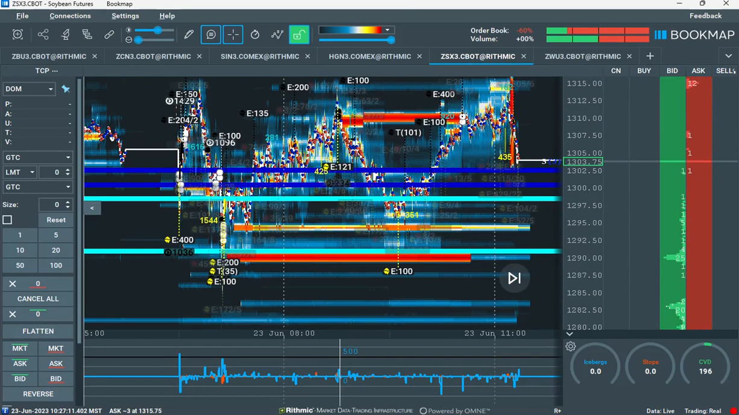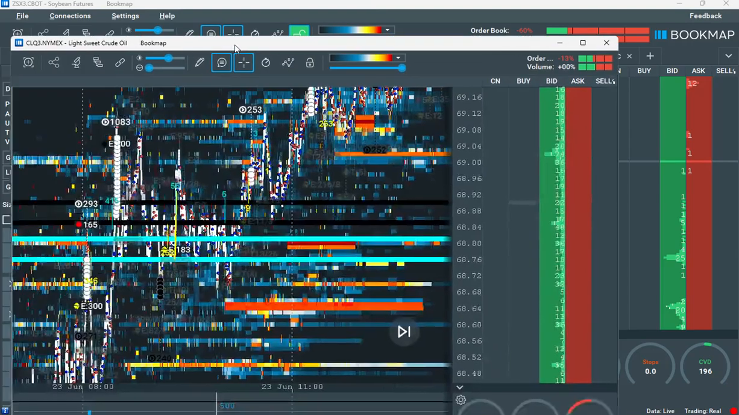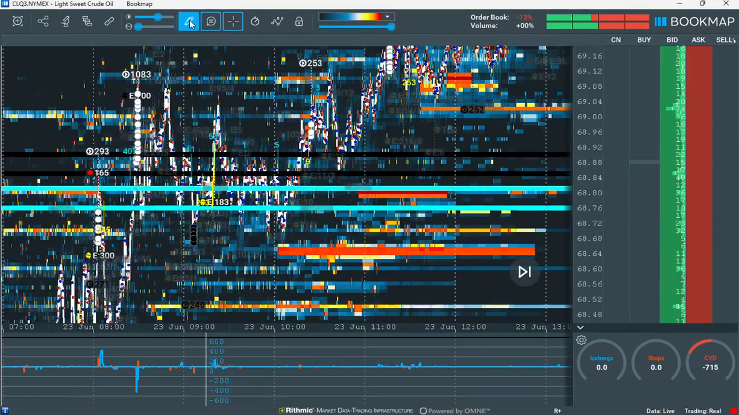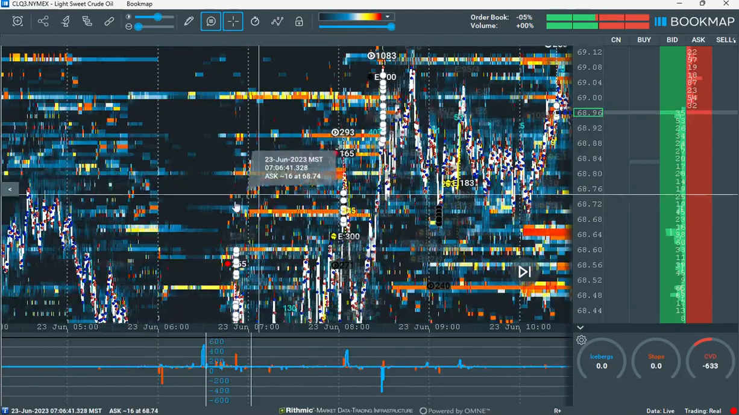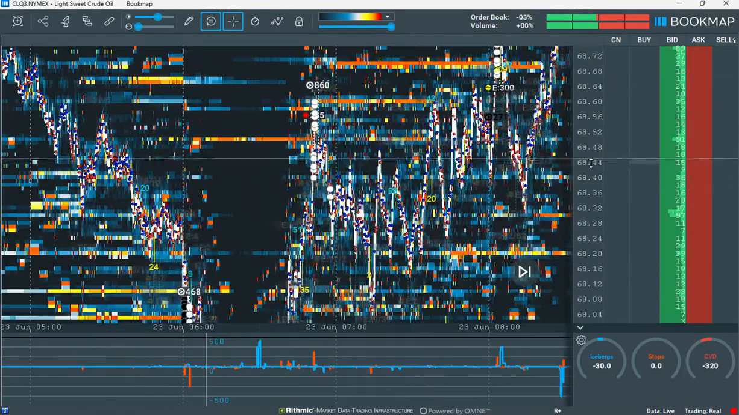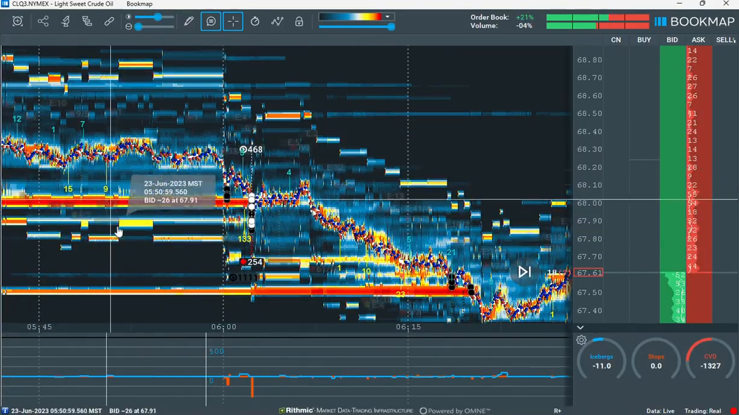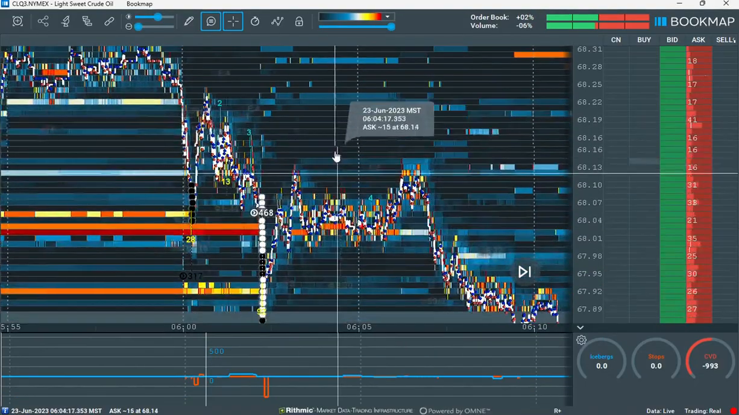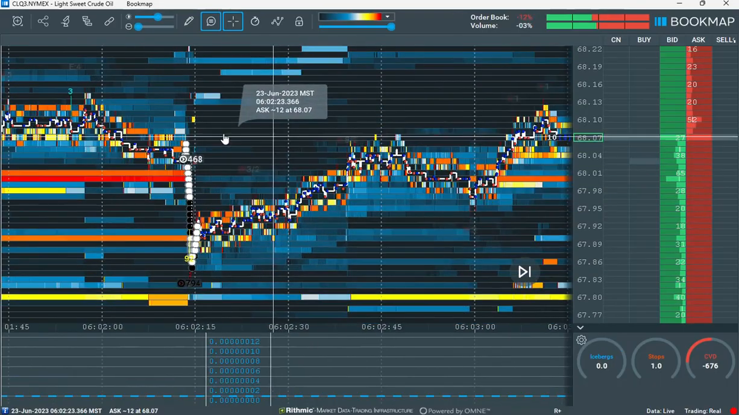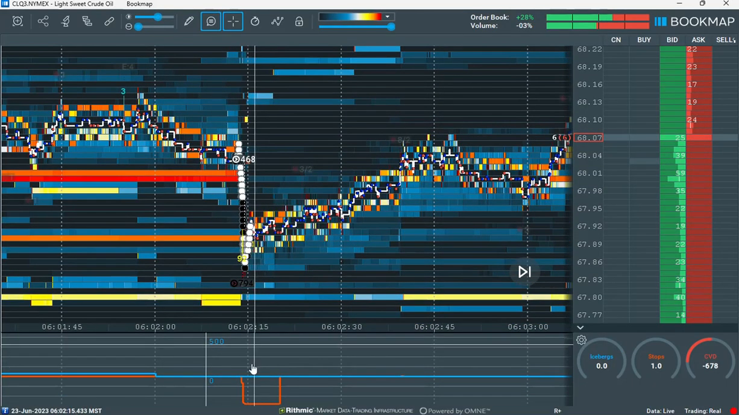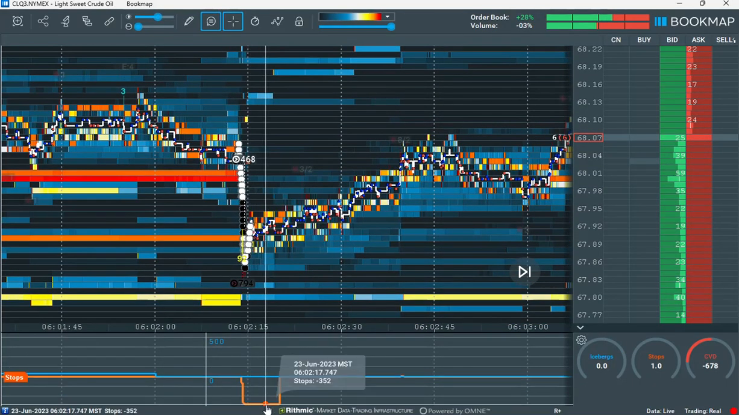Now we'll get into stop runs. There's some crude here. Actually, this is another iceberg. It's both. It's stops and icebergs that we can show you here. So this was the first stop run of the day, right at the open, the pit open, see 352 stops. This is double threshold for crude.